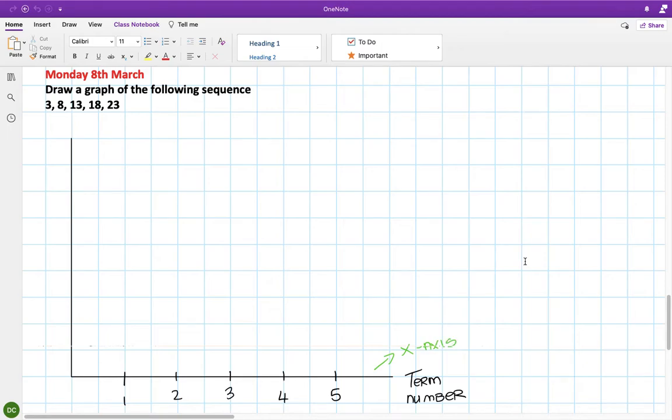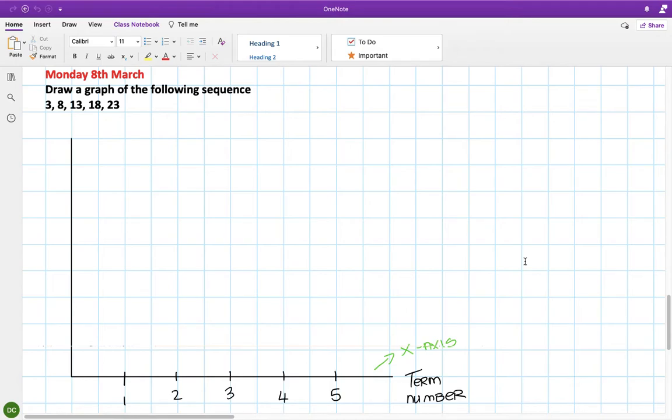You have to be careful that you're going up in equal numbers. So I'm going up by 1 every time, so that's equal. But you also have to be careful that you're going up in equal numbers of boxes. So starting in here, my first jump was 2 boxes, and then I jumped 2 boxes, and so on and so forth. Okay, so then on my other axis I need to get up to 23.